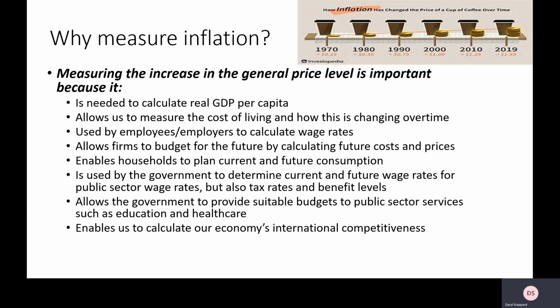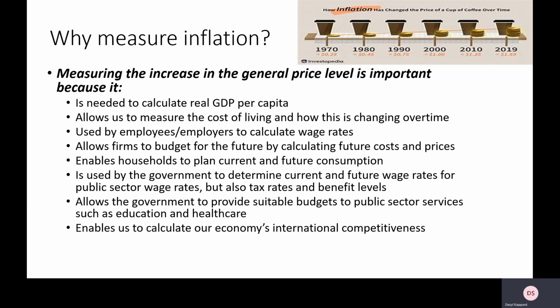They're also useful for the government. So governments employ lots of people in the public sector, so teachers, nurses, doctors, and you tend to find over time that wage rates will need to grow by the rate of inflation to allow for real wages to be protected for public sector workers. But they're also used to determine tax rates and benefit levels that people get. So people on old age pensions, unemployment benefits will hopefully regularly get inflation increases in how much they receive, and that will protect the real value of their benefits from the government.